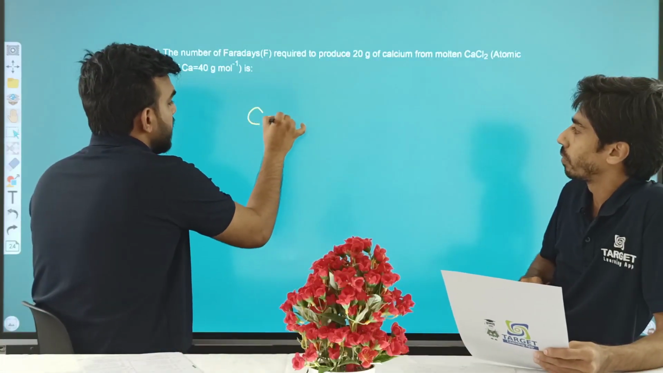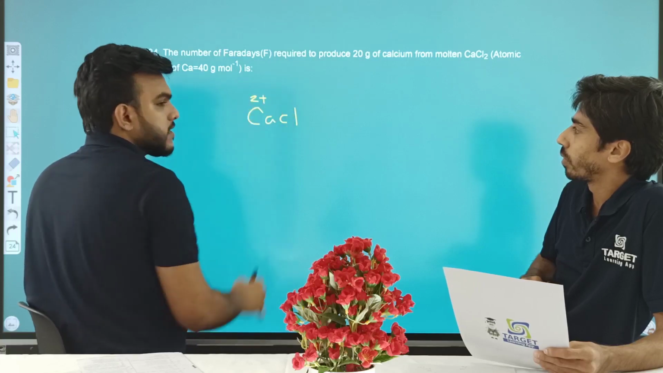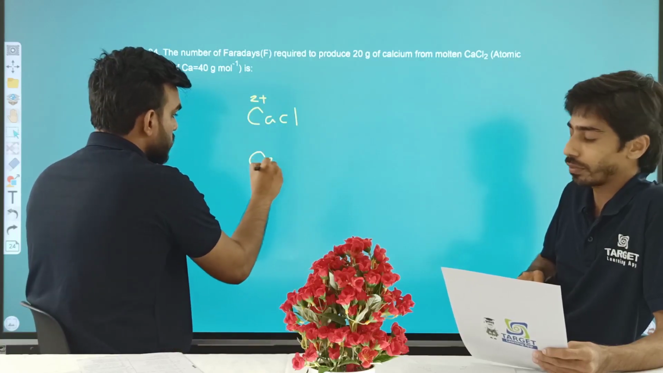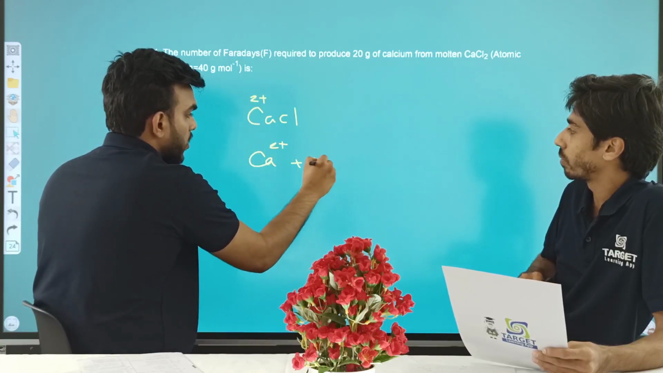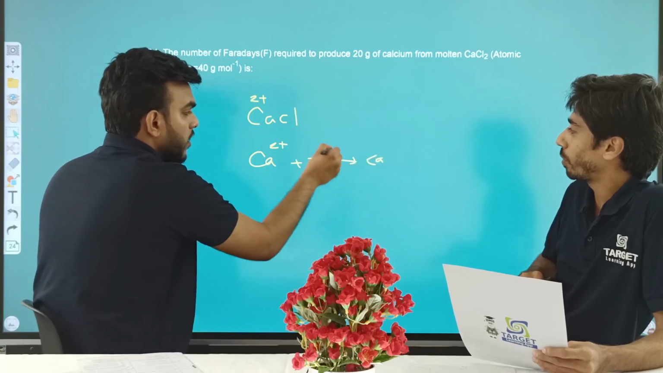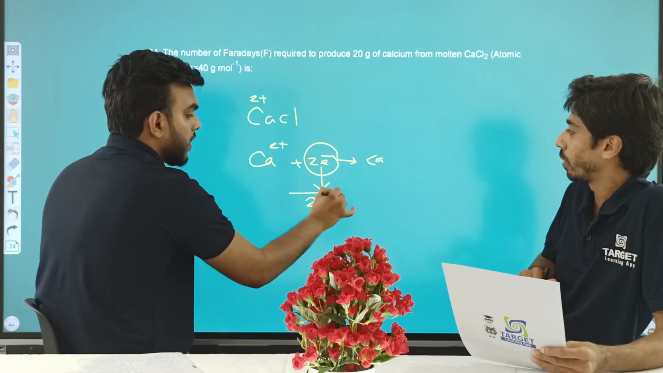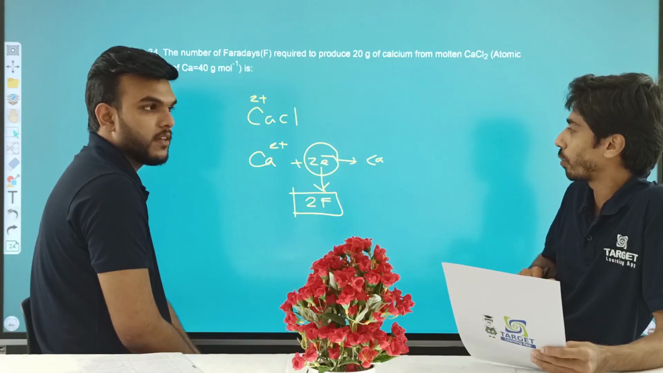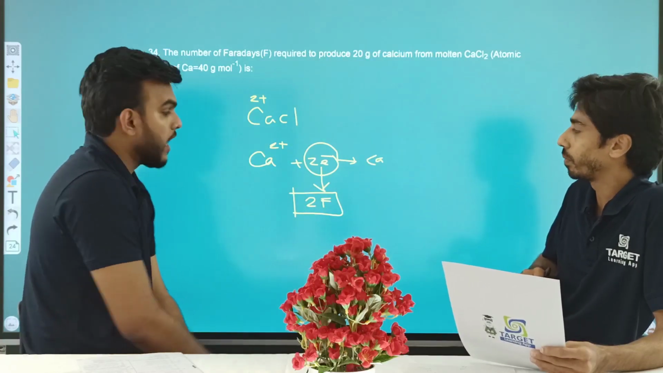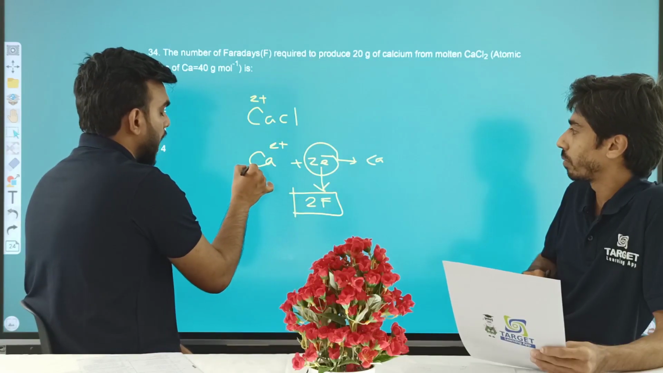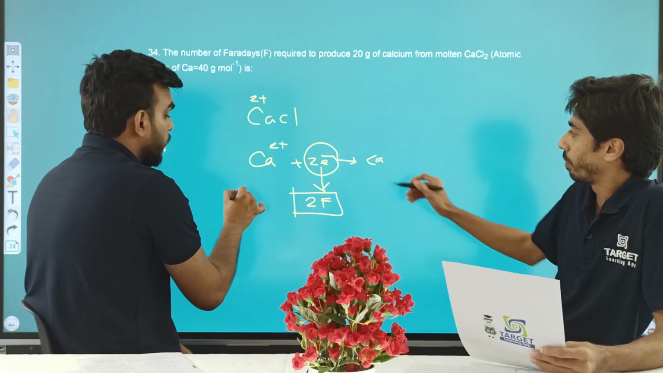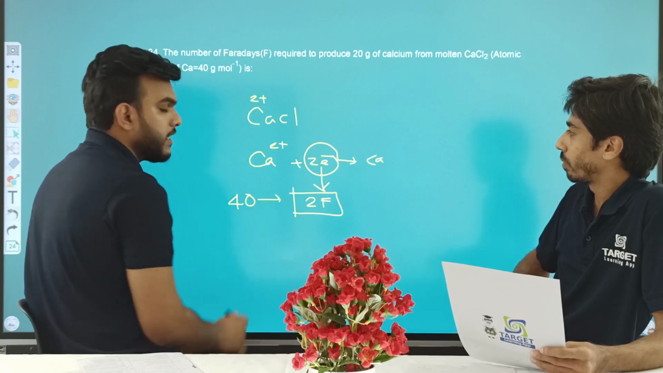We can write CaCl2. This calcium has a 2 plus oxidation state. So Ca2 plus plus 2 electrons will give us Ca. Here it has 2 electrons. 2 moles of electrons will carry a charge of 2 farad. And here the atomic mass is 40. So for 40 gram it is 2 farad.